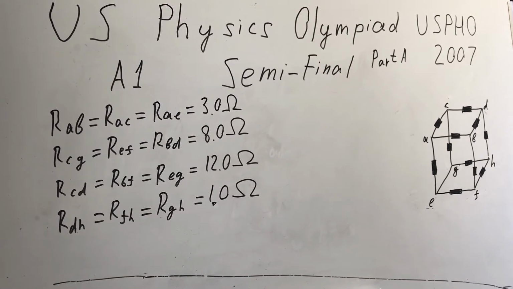Problem A1. A group of 12 resistors is arranged along the edges of a cube as shown in the diagram on the right. The vertices of the cube are labeled from A to H: A, B, C, D, E, F, G, H.